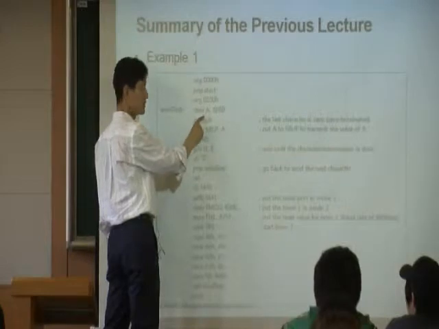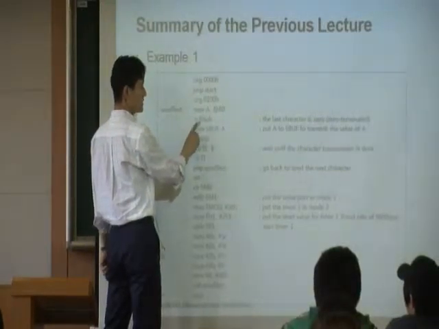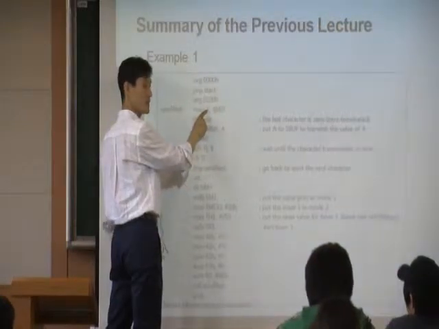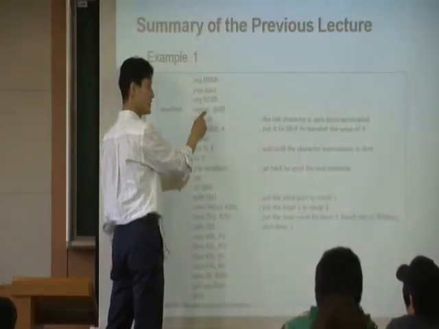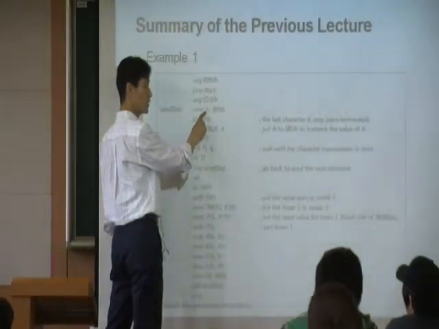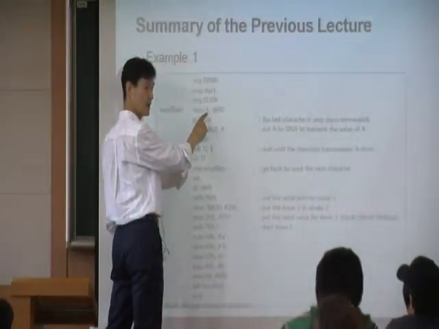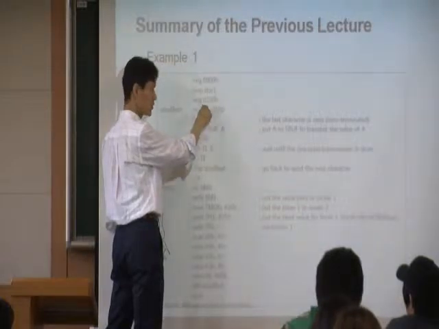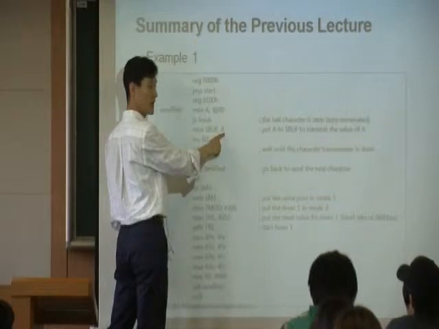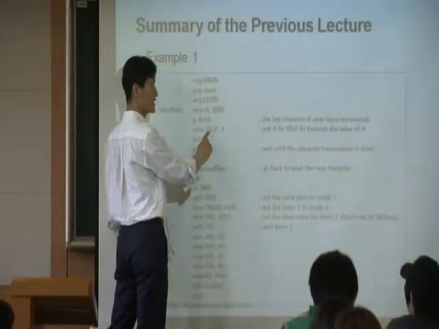That's what we do, right? And JZ finish. If the value inside the accumulator is 0, then we need to jump to finish. But actually we have the alphabet A in the accumulator, so we just pass. And that value, the alphabet A, now we want to copy that into SBUF.